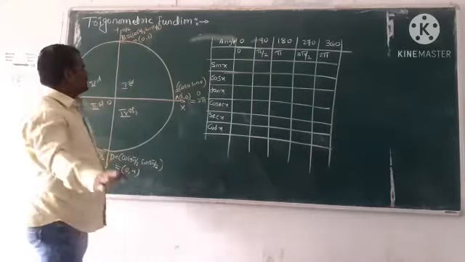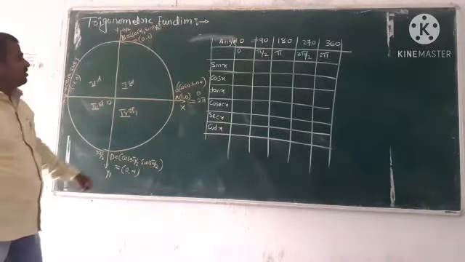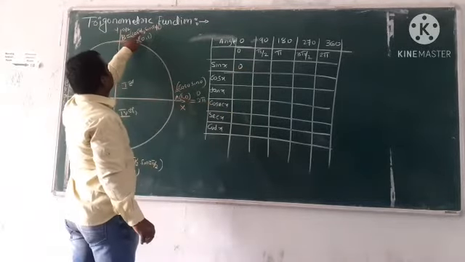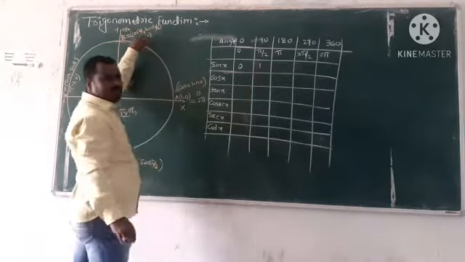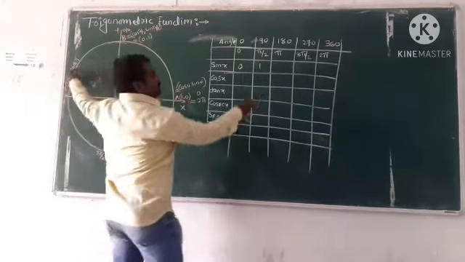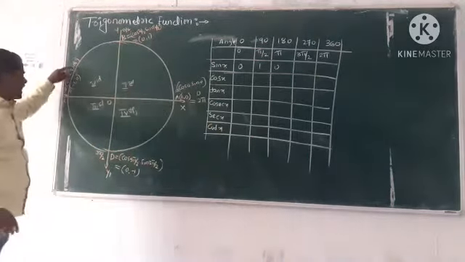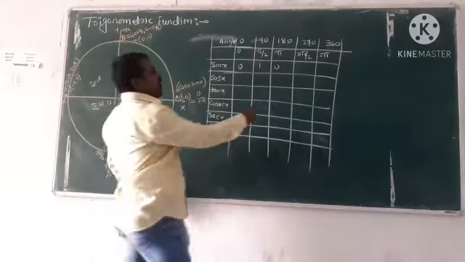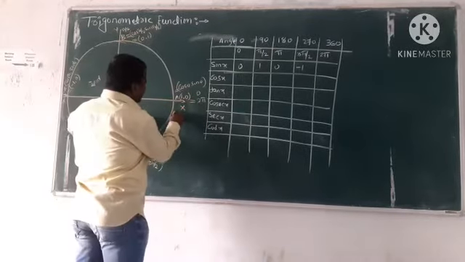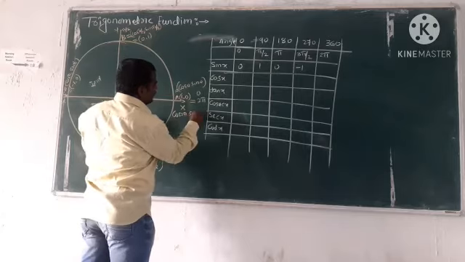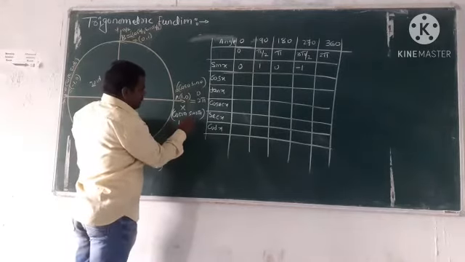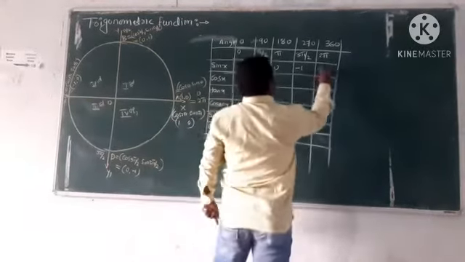Now, please try to understand. Sin 0 is 0. Sin pi by 2 is 1. Sin pi is 0. Sin 3 pi by 2 is minus 1. Sin 2 pi is 0. You can write cos 2 pi is 1, and sin 2 pi is 0.